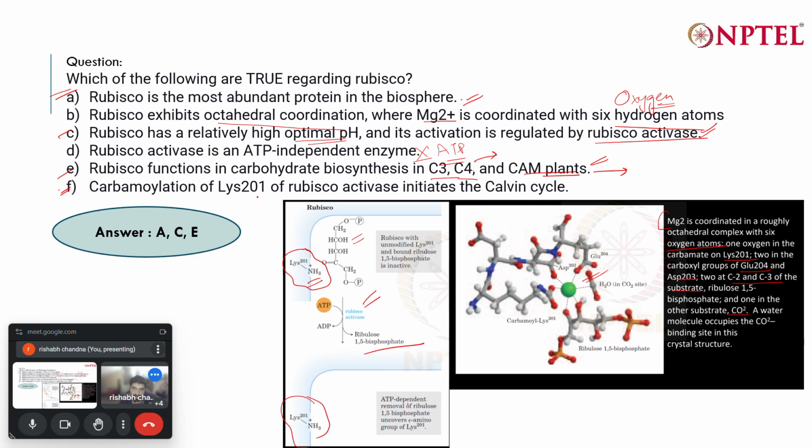Then, carbamylation of lysine 201 of Rubisco activase initiates the Calvin cycle. Carbamylation of lysine 201 is of Rubisco, not Rubisco activase. So this is also false, because it is mentioned as Rubisco activase, not Rubisco. Lysine 201 carbamylation of Rubisco is what initiates the Calvin cycle. So this is false. The correct answer is A, C, and E. Any doubts in this question?